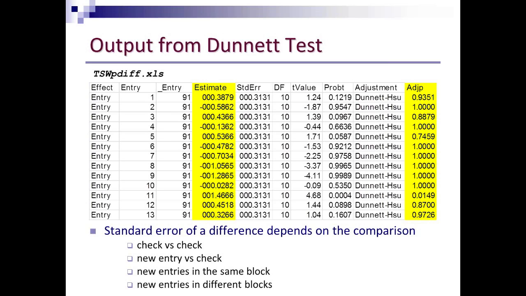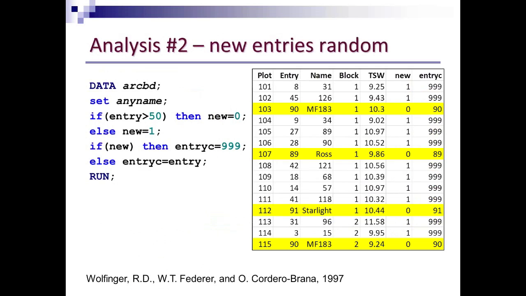I think it's important to make the point that there are different standard errors when you're comparing, say, one check versus another check. That's the most precise comparison. New entries versus the check, or if you're comparing entries in the same block, that comparison will be made with more precision than if you're looking at new entries in different blocks.